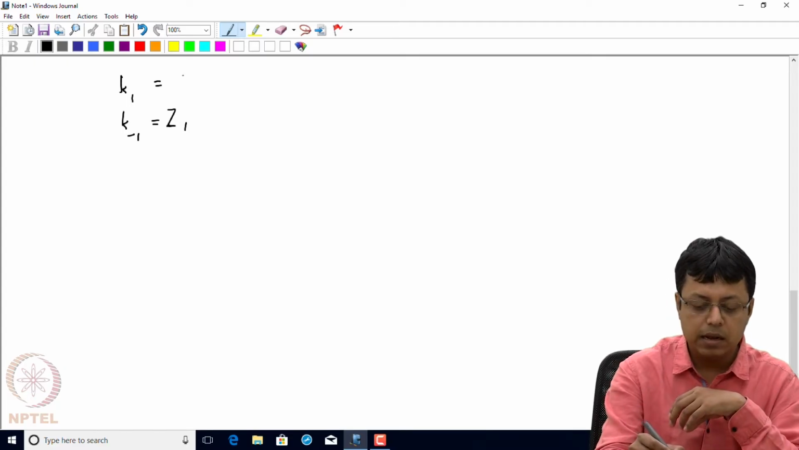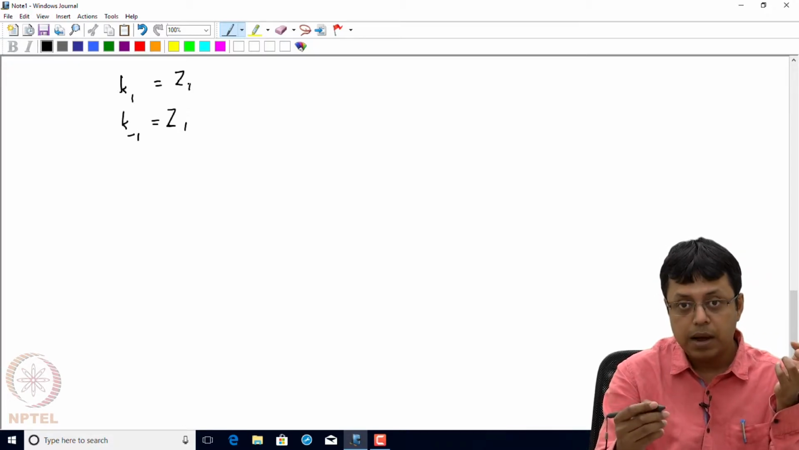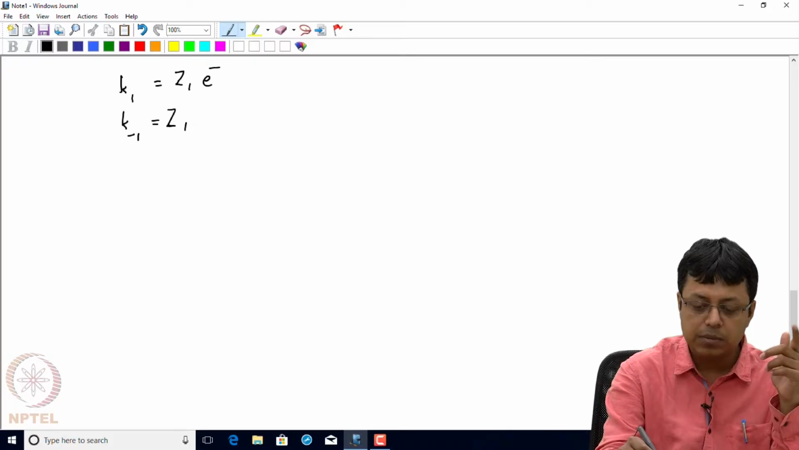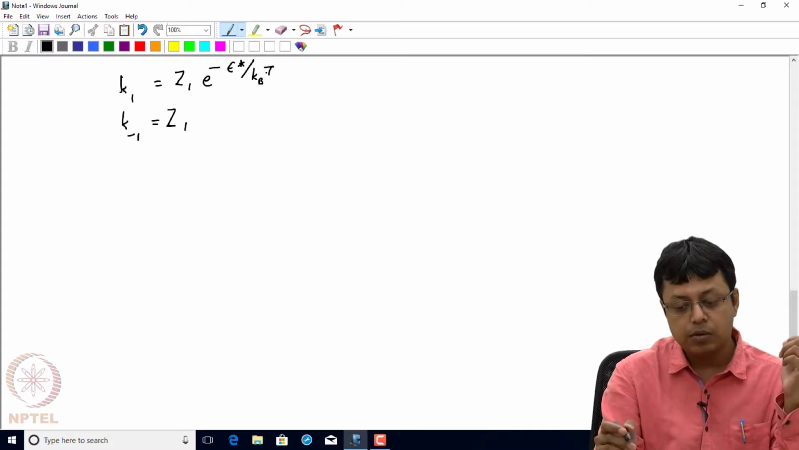And secondly, this K1 step will also become dependent on the number of collisions, but with a certain energy criterion. And we know from collision theory, in the simple collision theory, that if there is some threshold energy, suppose E star, then the number of collisions that give a successful reaction is something like Z1, the total number of collisions, times that probability, which is nothing but a Boltzmann factor.